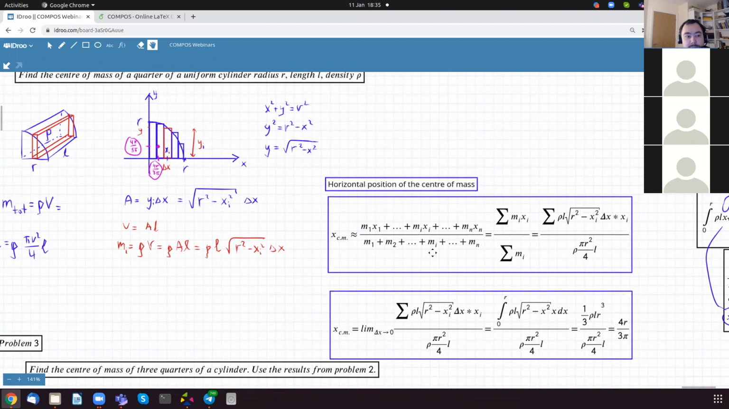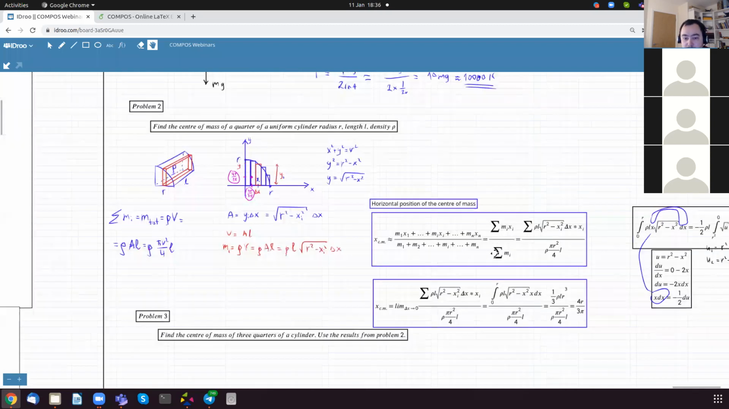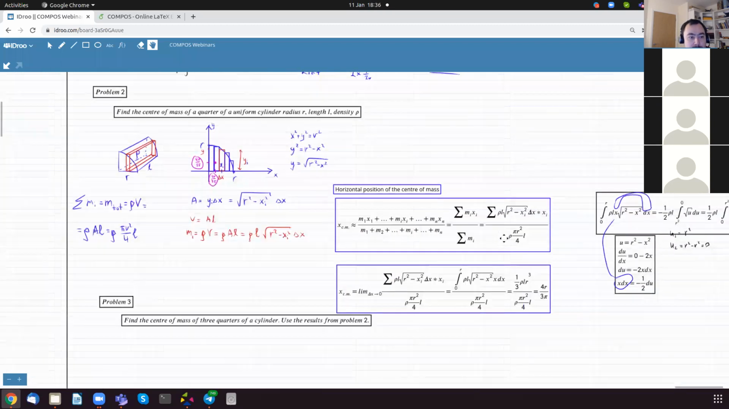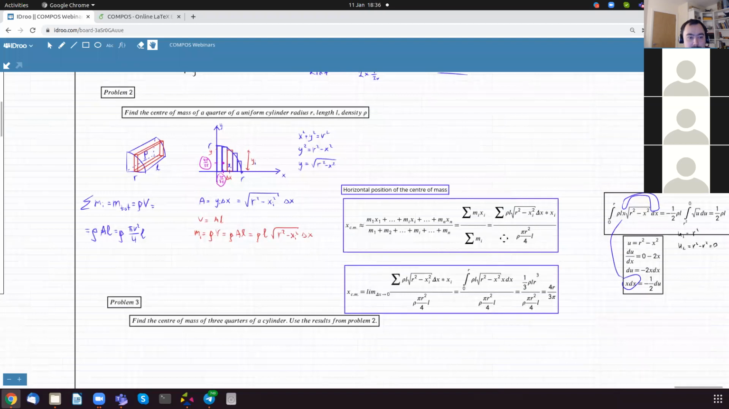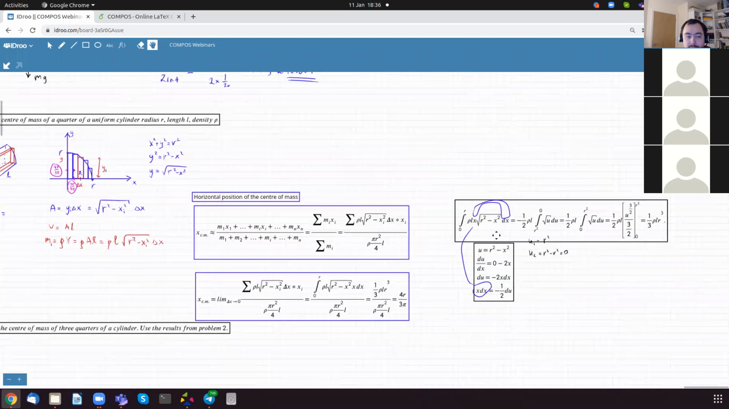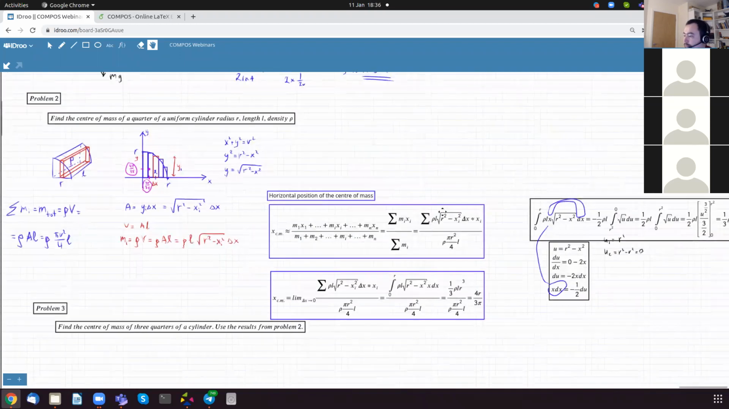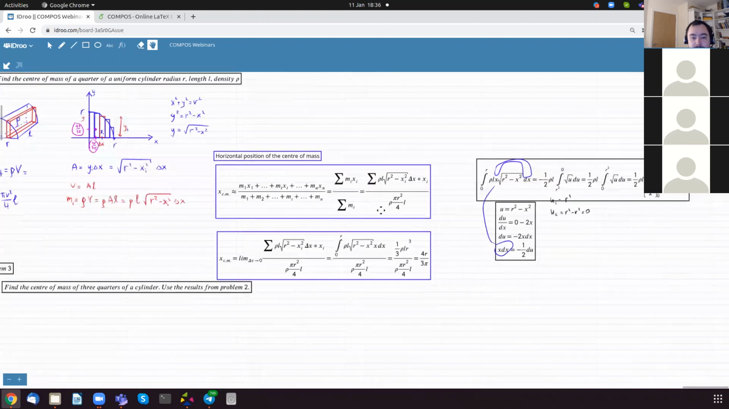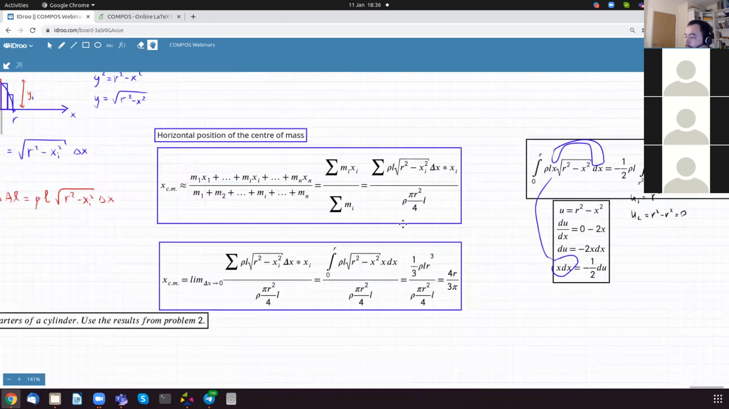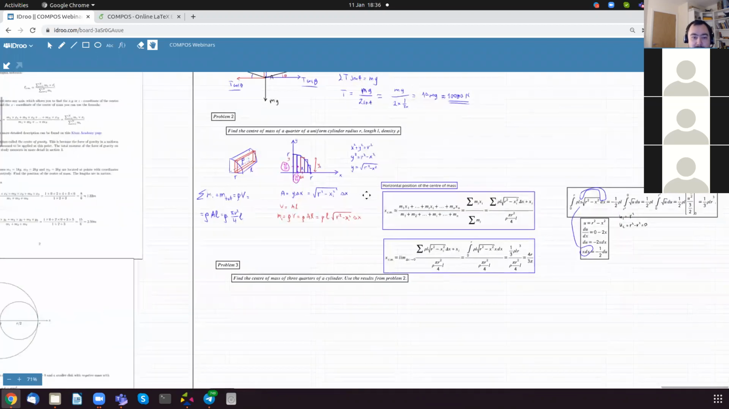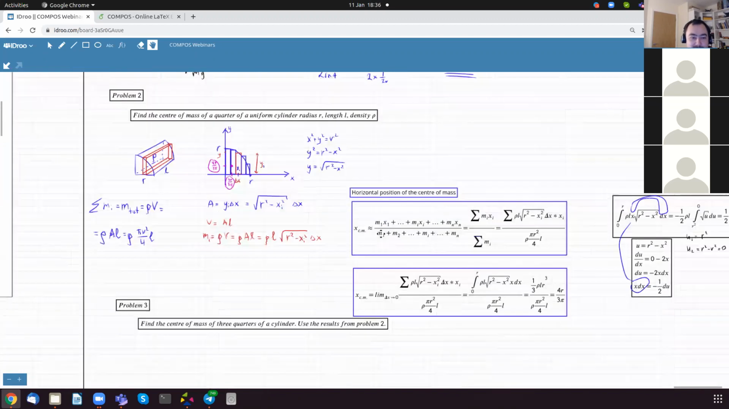Could you have used volumes? Well, this is not a volume of revolution. That's the problem. I mean, the cylinder is. So, Jakub, for example, could you point out the particular part where I lost you, where you got lost? Just let me know. I'll try to add a few more words there.